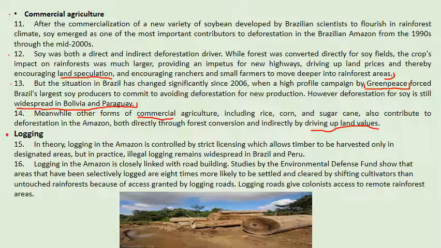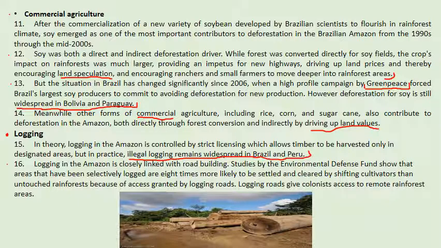Logging, as we say, wood for use in different industries. In theory, logging in the Amazon is controlled by strict licensing, which allows timber to be harvested only in designated areas. But in practice, illegal logging remains widespread both in Brazil and Peru.